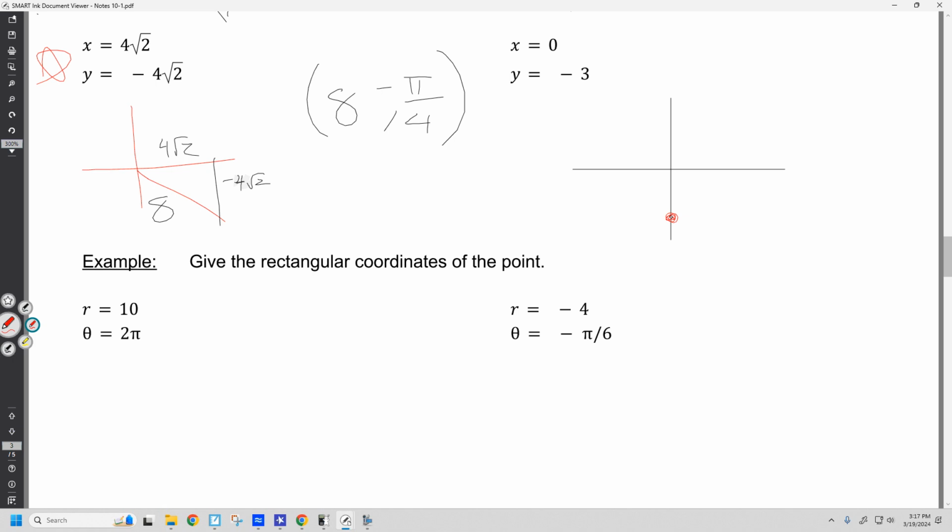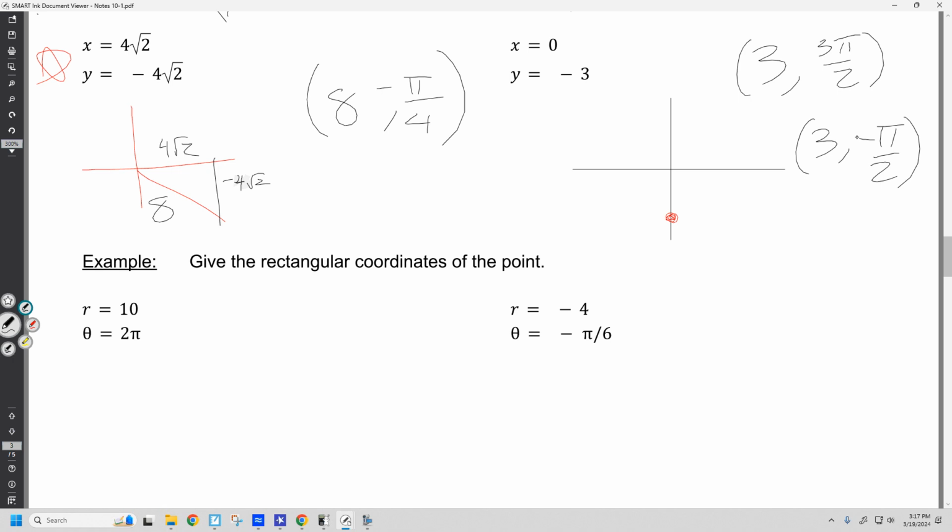Good. We can either have 3 pi over 2 or negative pi over 2. Many of you have one, many of you have the other, and we're cool. You can even do -3 pi over 2. That's fine. We all comfortable with this?